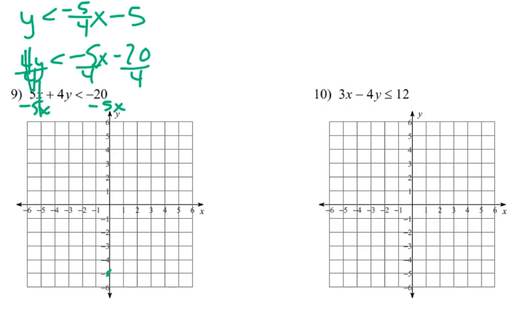Okay, so start at -5. We can't go down really well, so let's go up. 1, 2, 3, 4, 5. 1, 2, 3, 4. Okay, no equal to, so I know I've got a dashed line here.